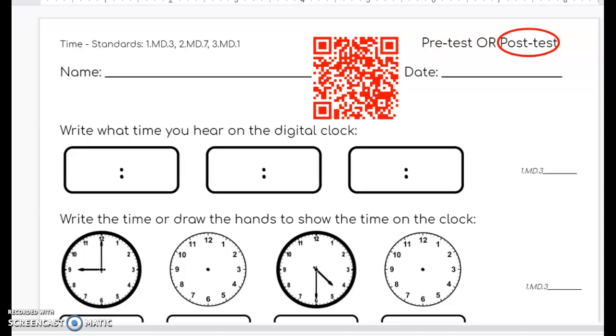This is your test for time. Please make sure you put your name and the date at the top of the page. And remember, you can always pause this test to write down your answers, or you can rewatch the video to listen to the directions again.